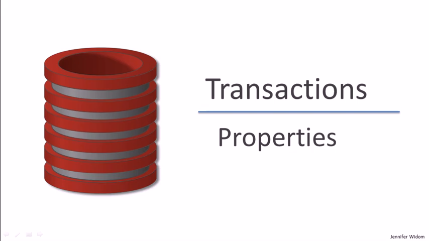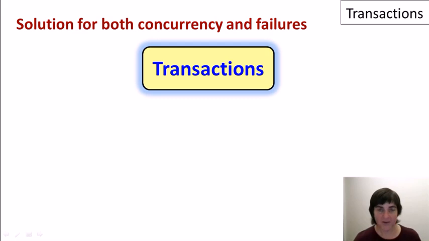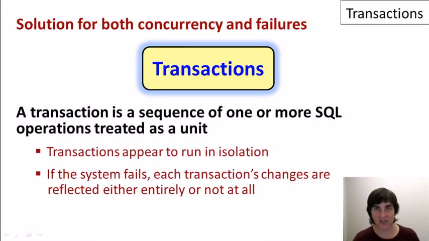In this video, we'll delve into more detail about the properties of transactions. As a reminder, transactions are a concept that's been introduced as a solution to both the concurrency control problem and the system failure problem in databases. Specifically, a transaction is a sequence of operations that are treated as a unit. Transactions appear to run in isolation even if many clients are operating on a database at the same time.